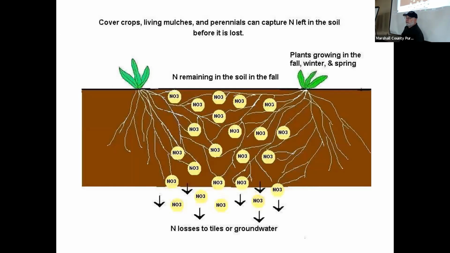So when we're thinking of a trap crop, again, we just want those roots to intercept soluble nutrients in the soil solution before they leach out. This is showing all nitrogen, but that could be sulfur as well, which is another one that we lose through soil leaching.